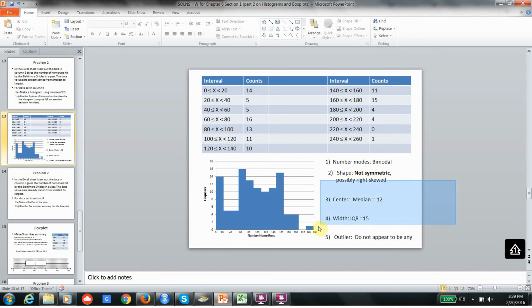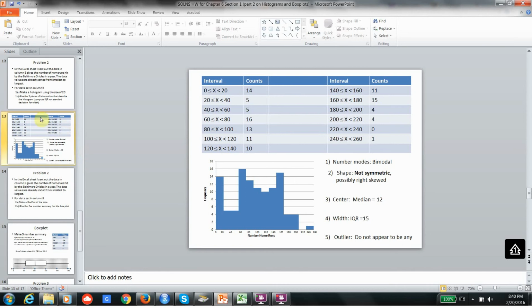Again, I'm going to get the median and the IQR from the histogram when I do that. And again, outliers, there don't really appear to be any. There's this one value that's way out here, but it's only 1 bin away from the rest of the data. So again, we would say there's probably not any outlier. And we're going to see when we do the box plot if that's actually true.